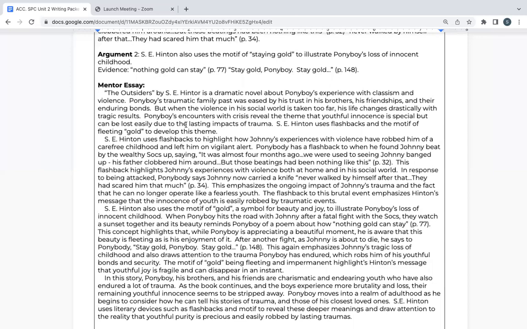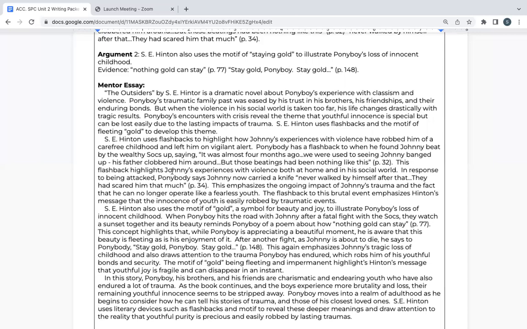S.E. Hinton uses flashbacks and the motif of staying gold to develop this theme. S.E. Hinton uses flashbacks to highlight how Johnny's experiences with violence have robbed him of a carefree childhood and left him on a vigilant alert. Ponyboy has a flashback to when he found Johnny picked up by the wealthy Socs, saying, "It was almost 4 months ago. We were used to seeing Johnny banged up, his father clobbered him around, but those beatings had been nothing like this." Page 32.